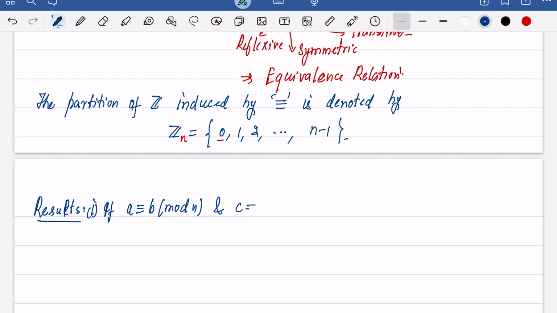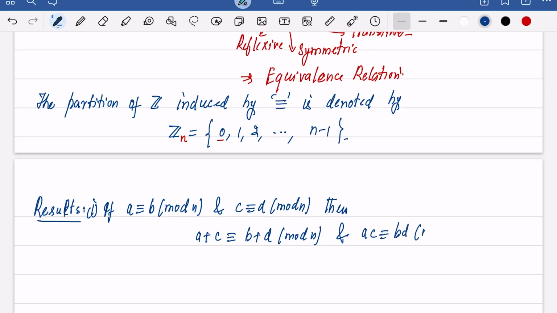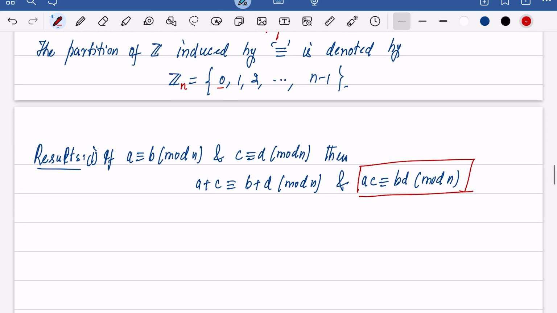We have: if A is congruent to B modulo n and C is congruent to D modulo n, then A plus C is congruent to B plus D modulo n, and the most important result that we mention here is that A into C is also congruent to B into D modulo n. This result is extremely important, and it is used frequently in the exercises.